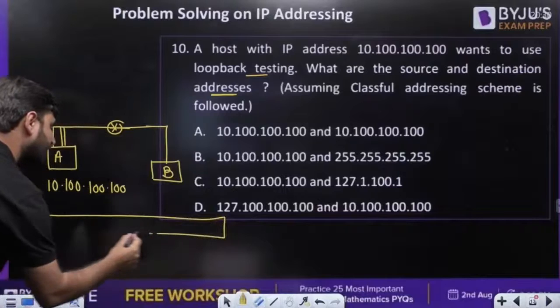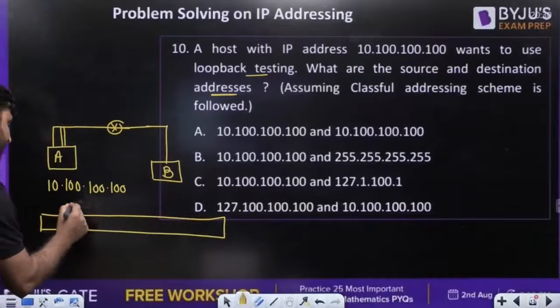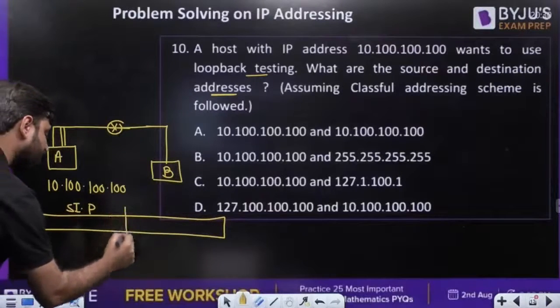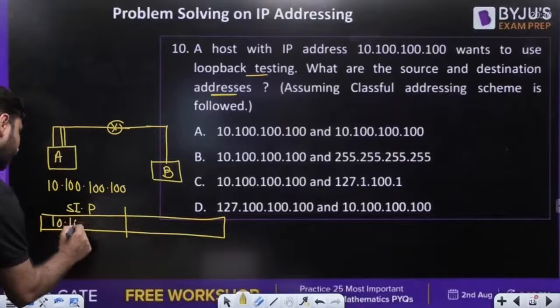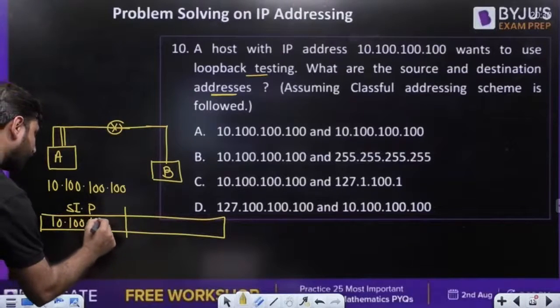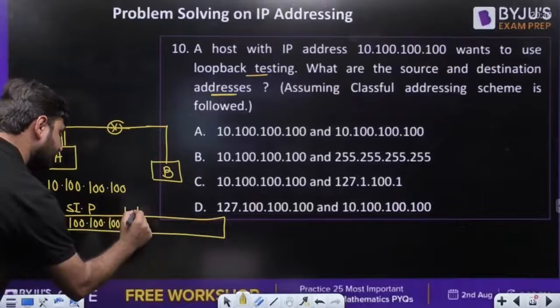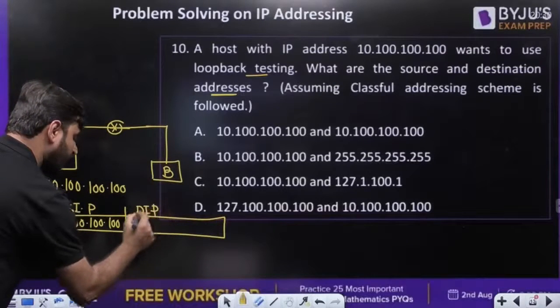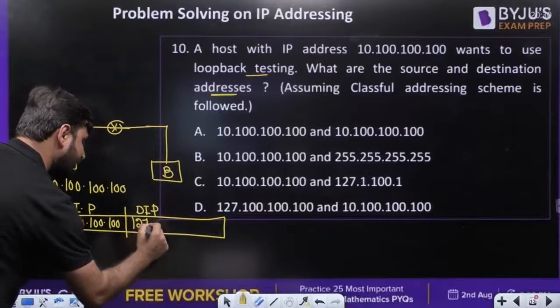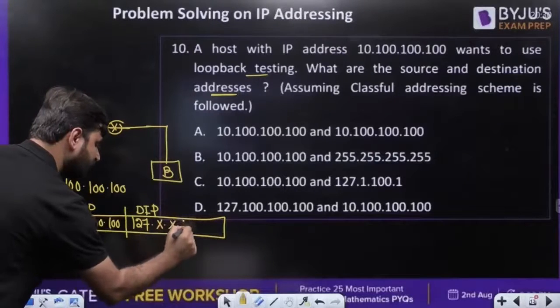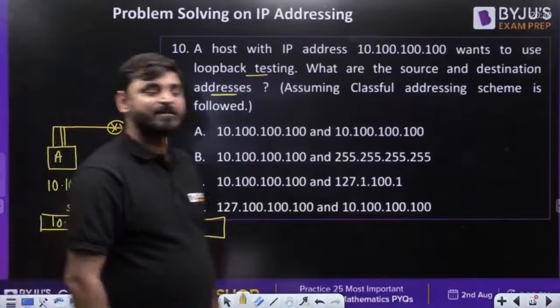So for this, my dear friends, what will be the source IP address? Source IP is nothing but the IP address of this host here, 10.100.100.100. What will be the destination IP address? I told you, 127.x.x.x will be the destination IP address.